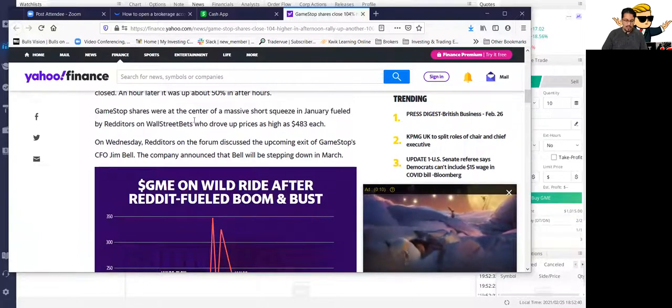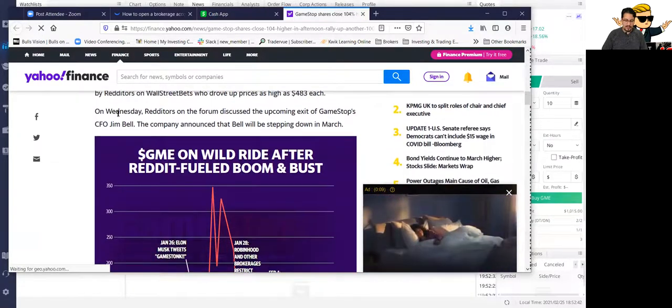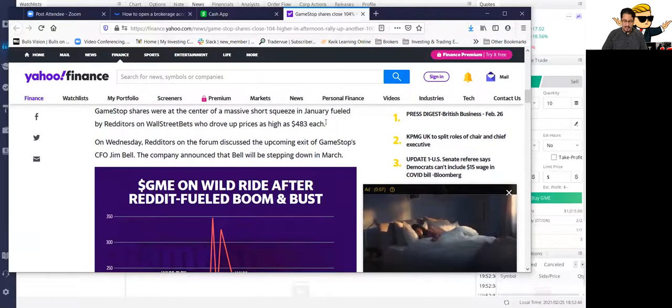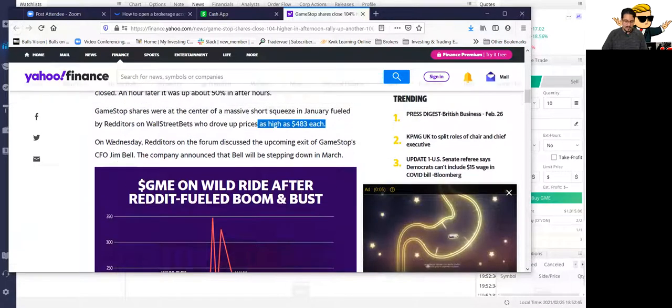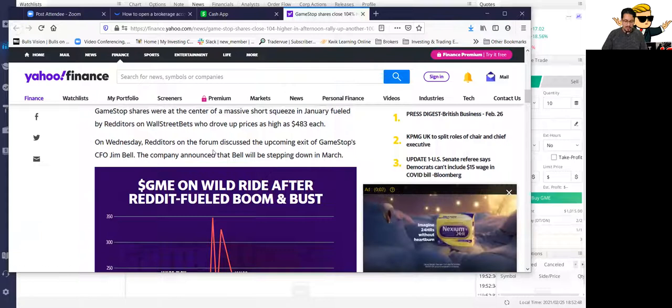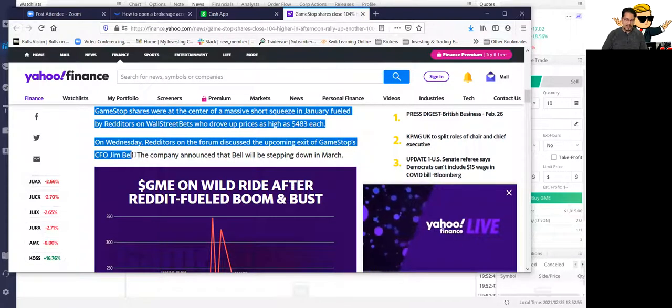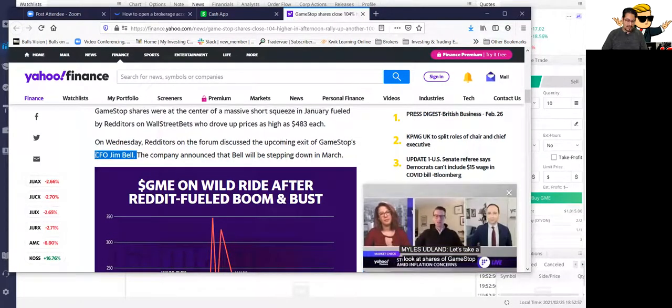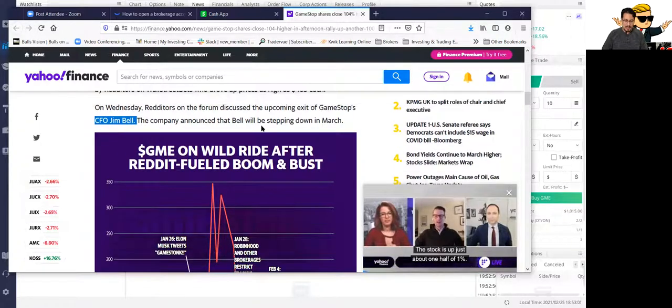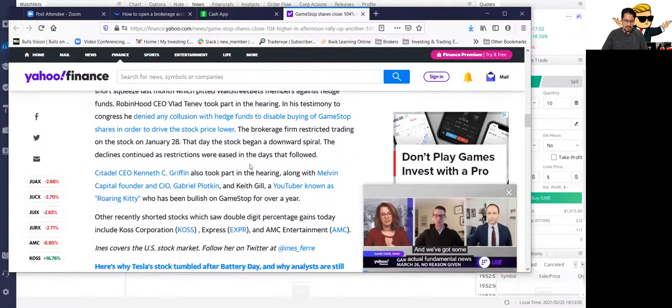GameStop shares were at the center of a massive short squeeze in January, fueled by Redditors, by WallstreetBets. You guys can see that. But on Wednesday, so this is where it's at. Wednesday, Redditors on the forum discussed the upcoming exit of GameStop's CFO, Jim Bell. That was another one. Jim Bell pretty much got fired because they had an opportunity to raise money and they didn't. So the company announced that Bell will be stepping down in March. That was one part of it.